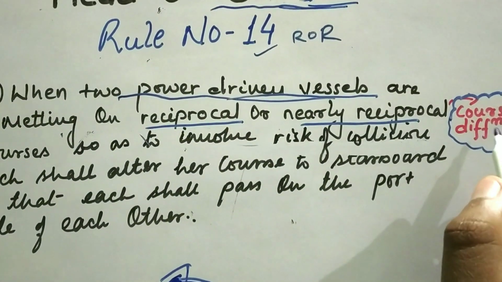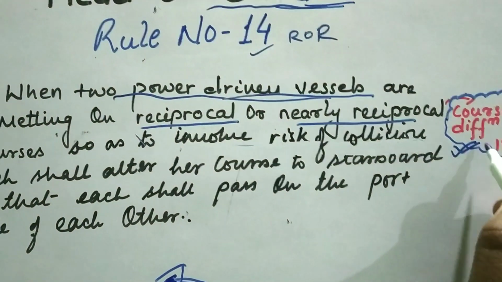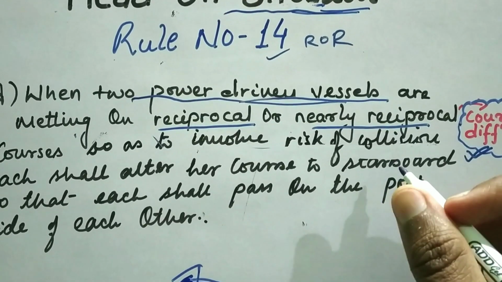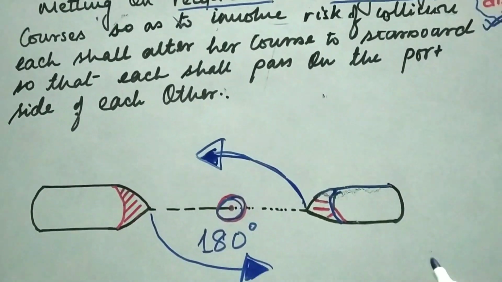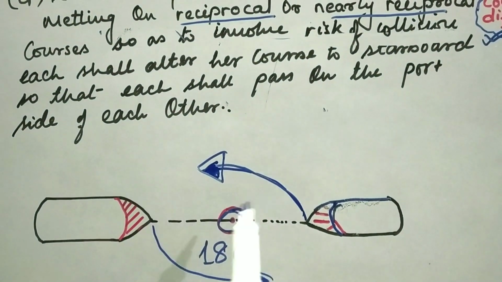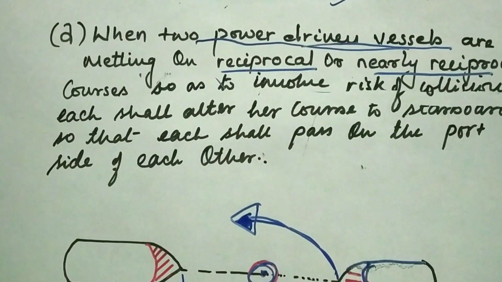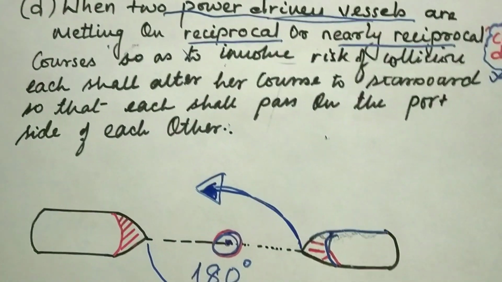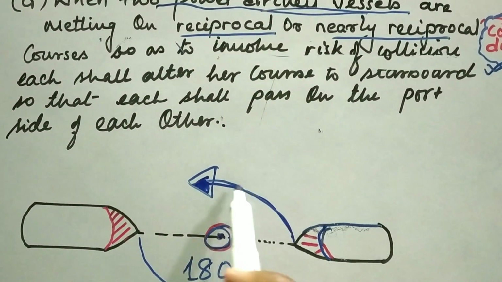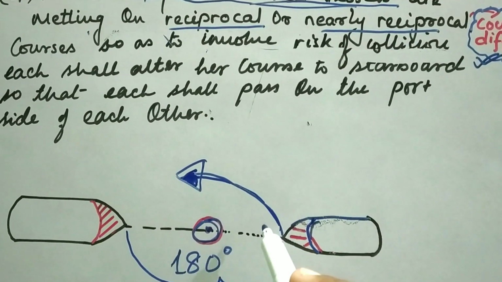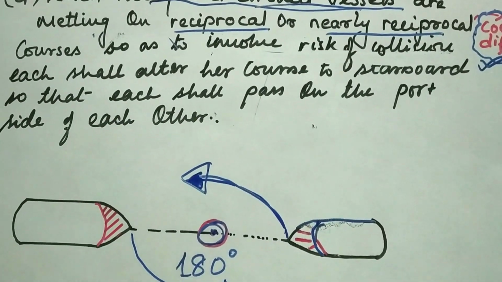Reciprocal or nearly reciprocal means that their course difference is 180 degrees, and so as to involve risk of collision. So when two vessels are on reciprocal courses and there is a risk of collision, then each vessel shall alter her course to starboard side so that each shall pass on the port side of each other.